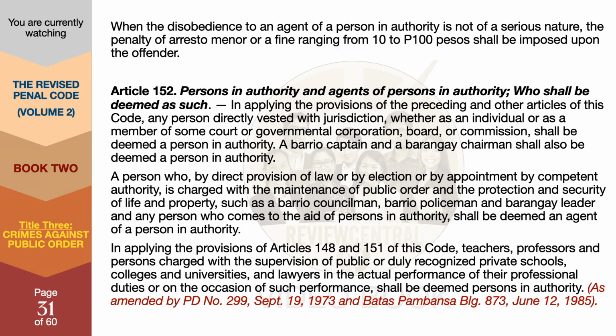Article 152. Persons in authority and agents of persons in authority who shall be deemed as such. In applying the provisions of the preceding and other articles of this code, any person directly vested with jurisdiction, whether as an individual or as a member of some court or governmental corporation, board, or commission, shall be deemed a person in authority. A barrio captain and a barangay chairman shall also be deemed a person in authority.